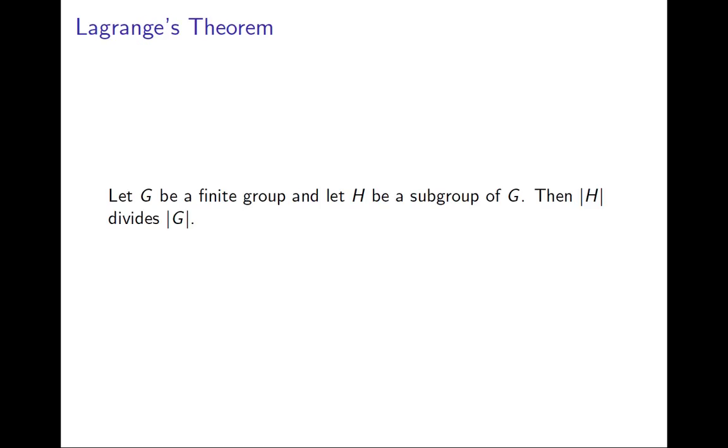So Lagrange's theorem states: let G be a finite group and let H be a subgroup of G. Then the order of H divides the order of G. And the order of H and G is how many elements are in H and G.